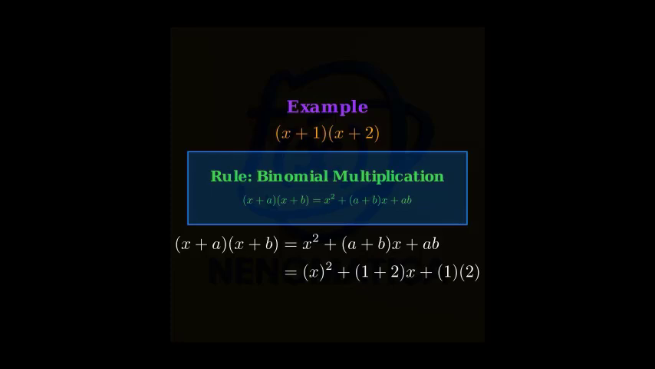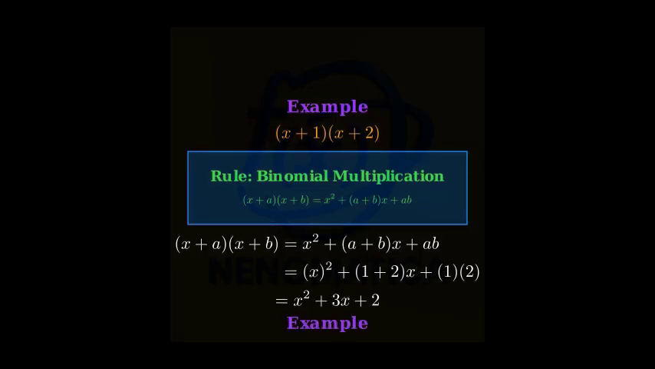For the expression (x + 1)(x + 2), we identify that a equals 1 and b equals 2. Substituting into our formula, we get x squared plus the quantity 1 plus 2 times x plus 1 times 2. Let's simplify this expression. We have x squared plus 3x plus 2.